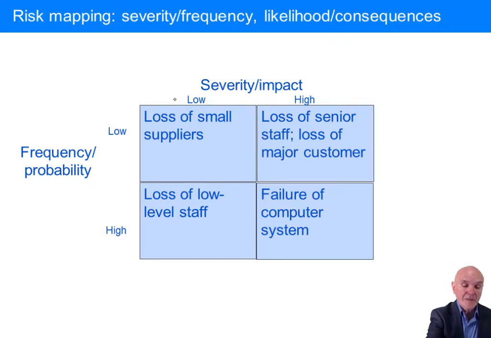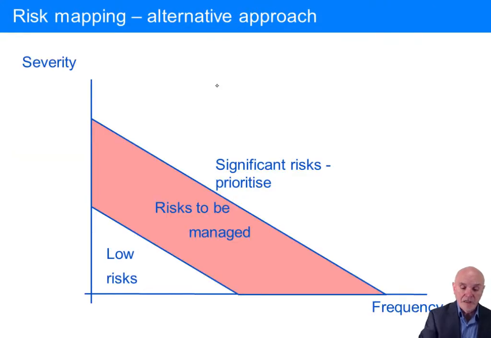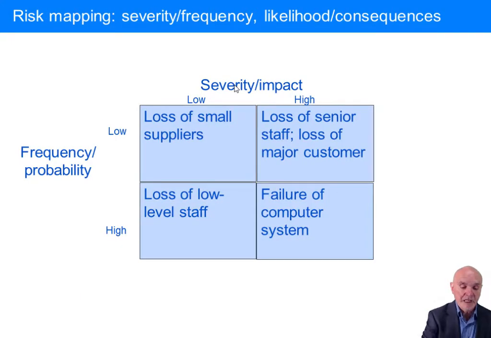So let's look up here. Oops, loss of small suppliers. So a loss of a small supplier, you don't lose suppliers that often. They're not going to go out of business that often. So it's low frequency. But assuming they're one of many, and they're not monopoly suppliers, you can easily go to another supplier and get your goods. So it's a fairly low severity, low frequency, and so on. And we need to think what we're going to do about that. We'll see in a moment what we might do about it.